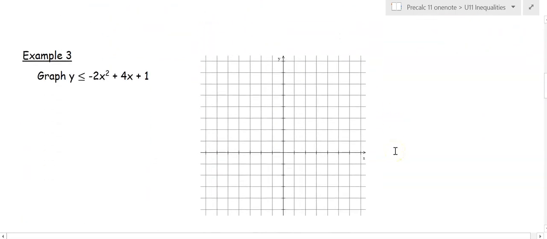Let's try another one. y is less than or equal to negative 2x squared plus 4x plus 1. Again, this is a parabola. We are going to graph y equals negative 2x squared plus 4x plus 1. In this case, I can't just factor and find the zeros because that would allow me to sketch. That would not allow me to graph.